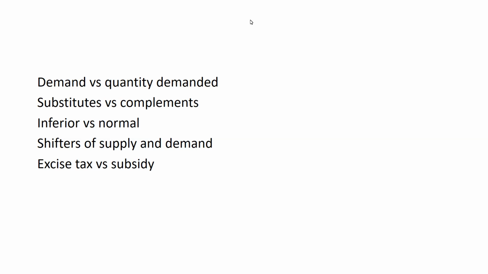Now, when I'm talking about substitutes and complements, remember a positive number in cross-price elasticity is a substitute and a negative number is a complement. And while I'm talking about cross-price elasticity, it is the percentage change of quantity of product A over the percentage change of price of product B. And again, it's substitutes and complements.